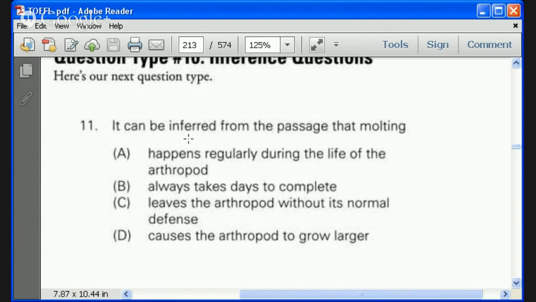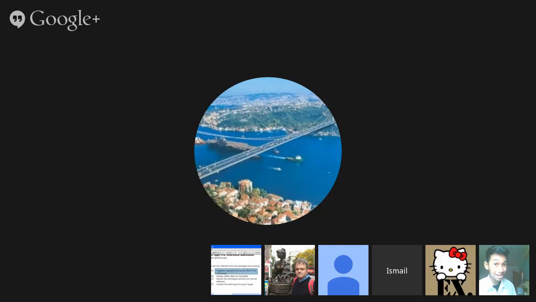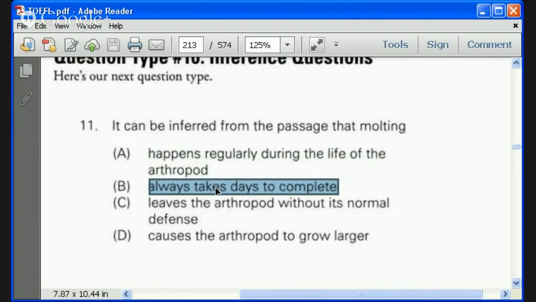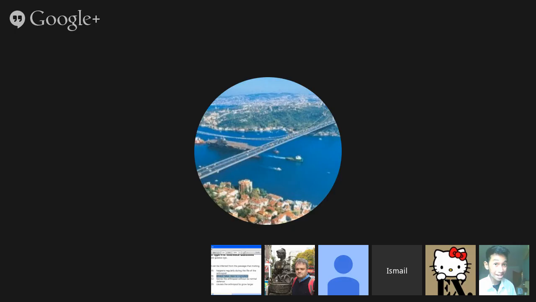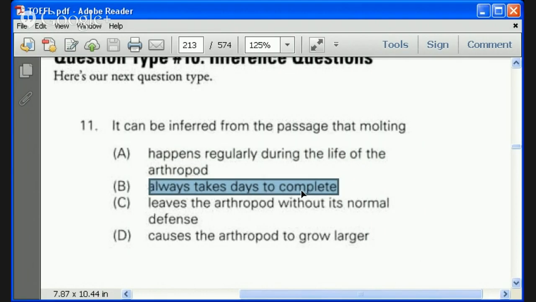Ishmael, you want to try this one out? It can be inferred from the passage that molting happens regularly during the life of the arthropod. I think true, because they are changing their body. It is going to grow, and it should be after a molting process. Right. Always takes days to complete. Well, yes, it does mention that. Yes, kind of, it was mentioned something like this. Yeah, we're going to have to look at it again, obviously.